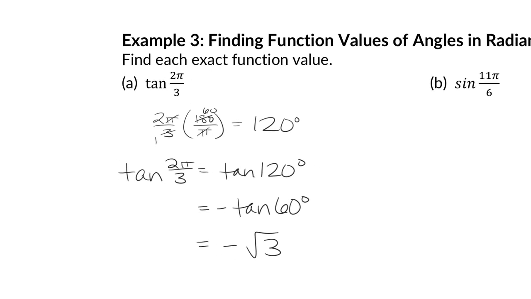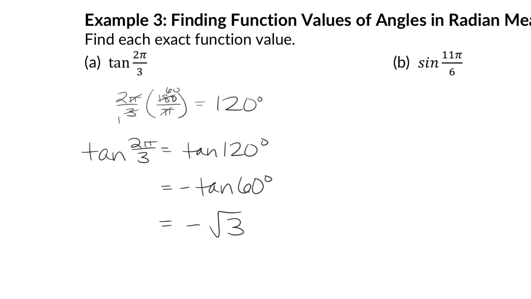Can I ask you another one? So, tangent of 2 pi over 3 is the same as negative square root of 3. Correct. Okay. Because tangent of 2 pi over 3 is the same as tangent of 120. That's the same angle. And tangent of 120 has a reference angle of 60. And in quadrant 2, tangent is negative.